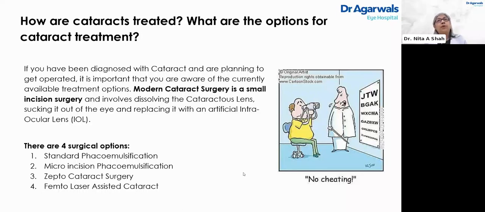Zeptocataract surgery is where a zepto machine is used to make the opening in the lens so that we can remove the cataract with the help of zepto technology. And femtolaser assisted cataract, which again uses a femtolaser to make the openings in the eye and the openings in the cataract to help us remove the cataract with the help of phacoemulsification and suck it out when we are doing the surgery. So this is how we perform the surgery.